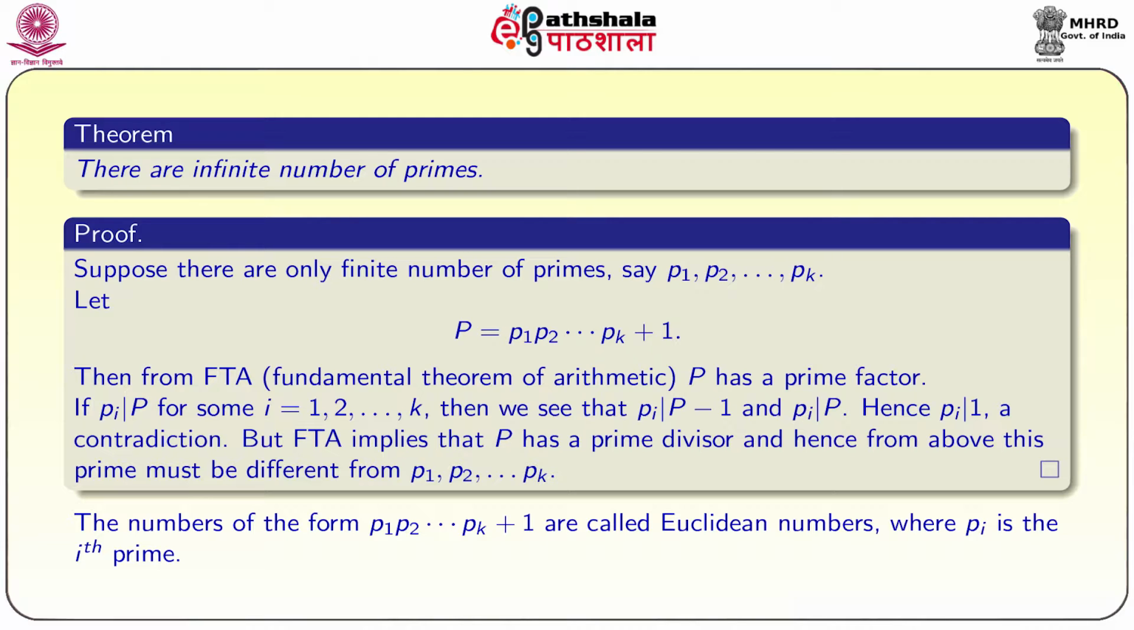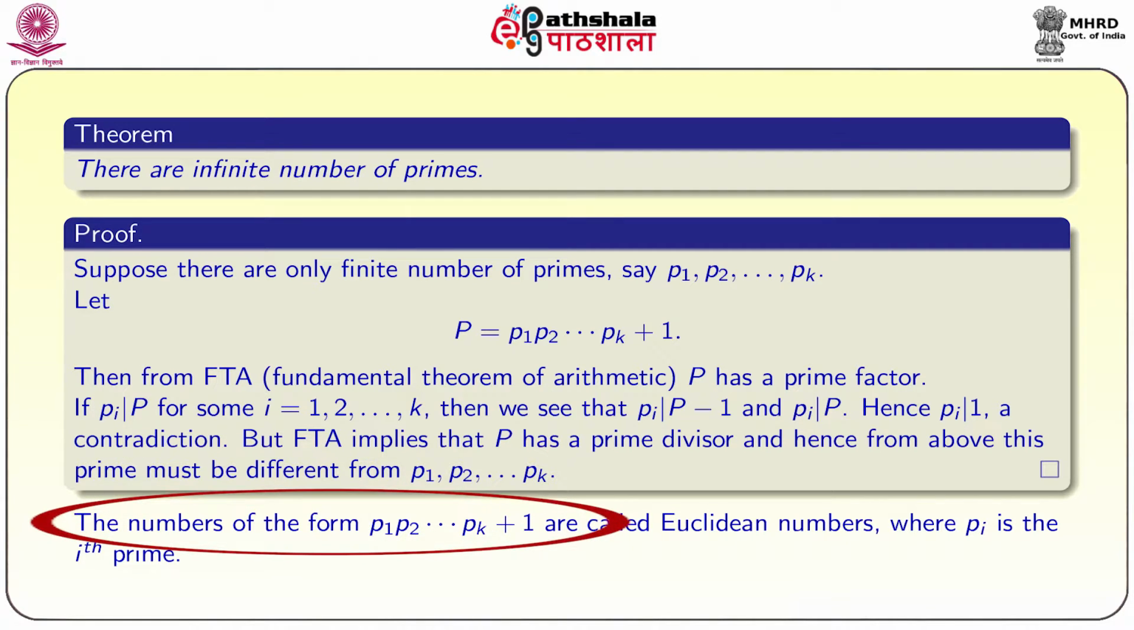A prime dividing the number 1 is impossible, but by the fundamental theorem of arithmetic, P has to have a prime divisor. Hence, the above prime pi does not work. So, there exists another prime which is different from p1, p2 and so on pk. This result is saying that if you choose any finite set of primes, then it is possible to produce another prime which is not in that set. So, this shows that there are an infinite number of primes.